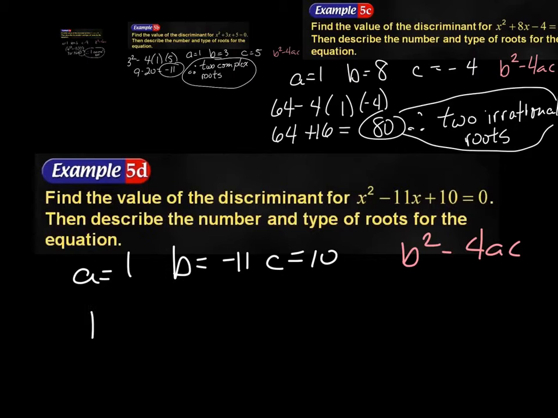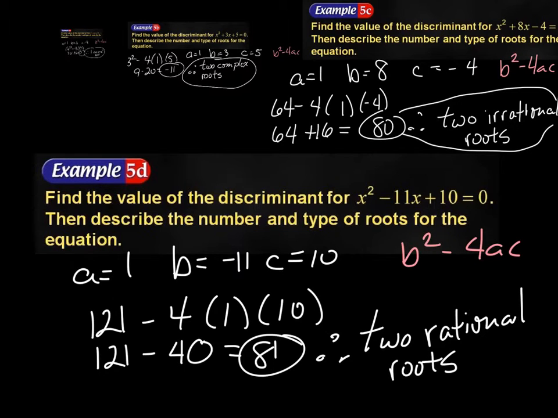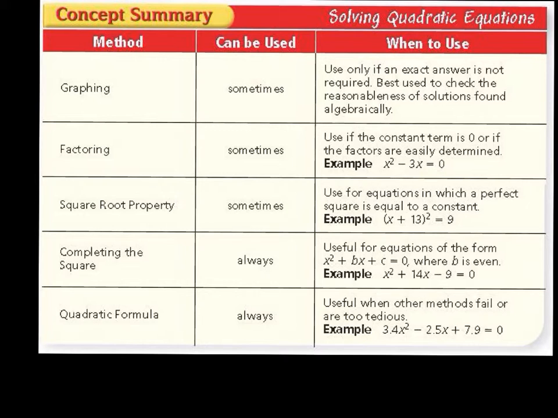Negative 11 times negative 11 is 121 minus 4 times 1 times 10. So I have 121 minus 40, which is 81, and 81 is a perfect square. So square root of 81 is plus or minus 9. I'm going to get 2 different rational roots.